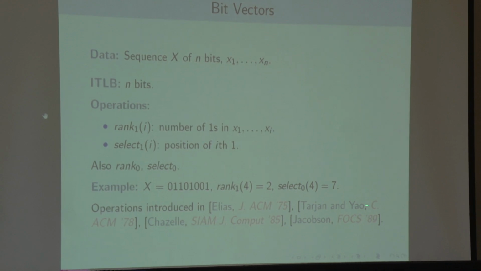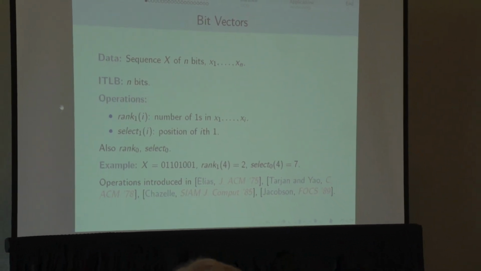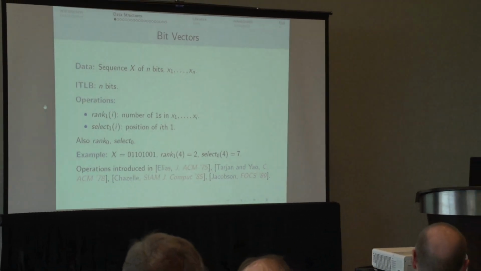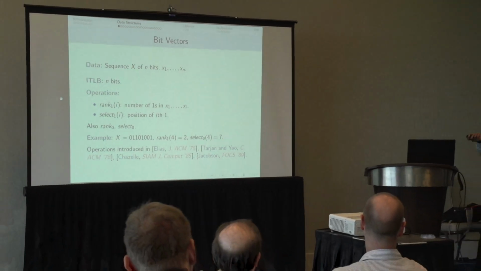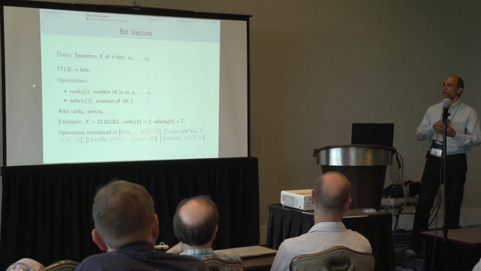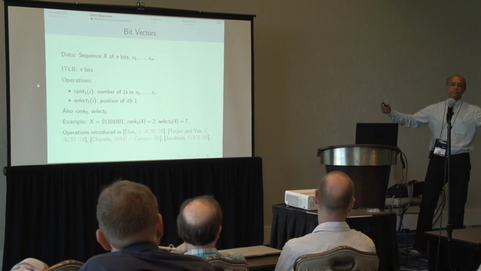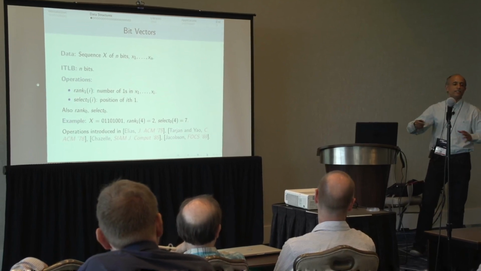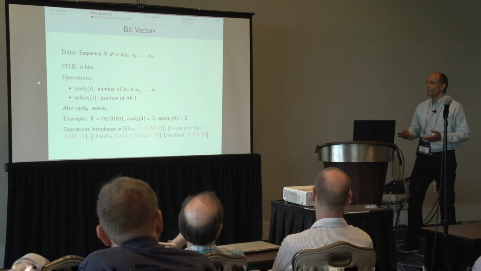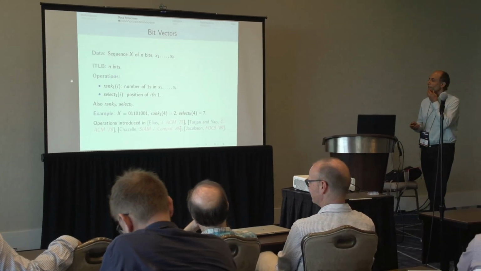And then there was this guy called Jacobson, who unfortunately doesn't seem to be in the theory community anymore. It's very interesting. He got his PhD from CMU, and he wrote the very first thesis on succinct data structures. And it was amazing. And this was in 1989. And then 15 years later, everybody wants to read his thesis. Guy Jacobson. Yeah.